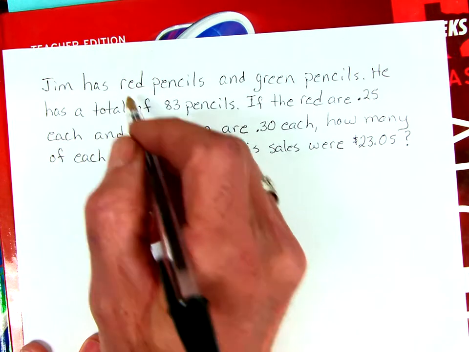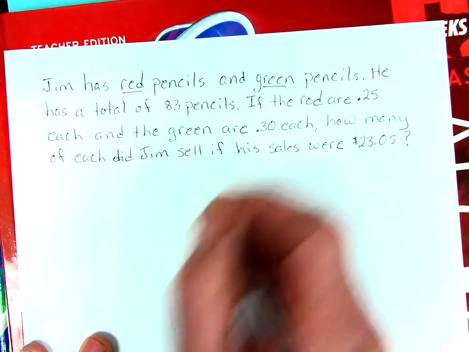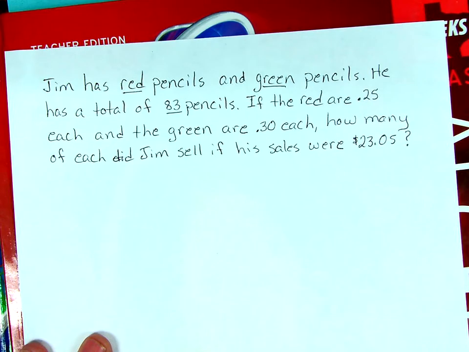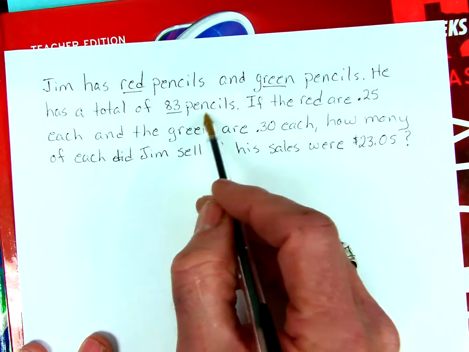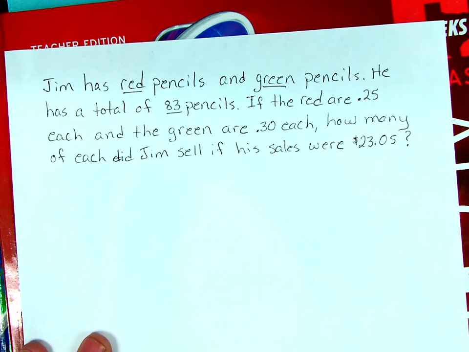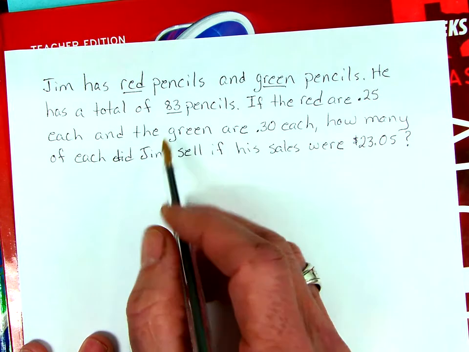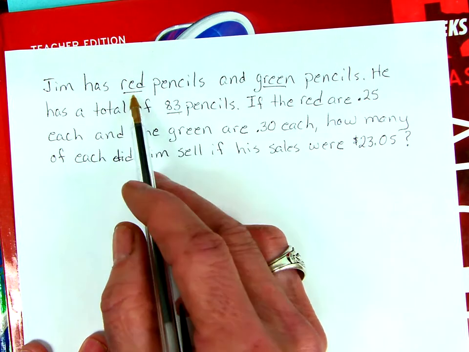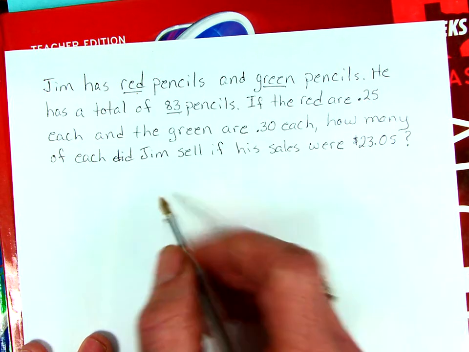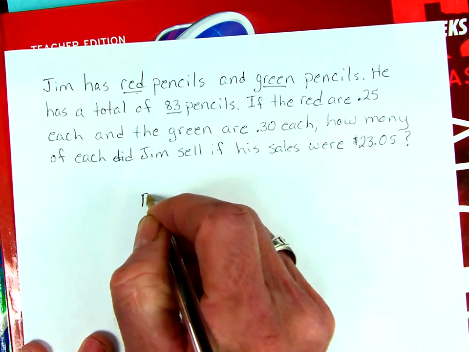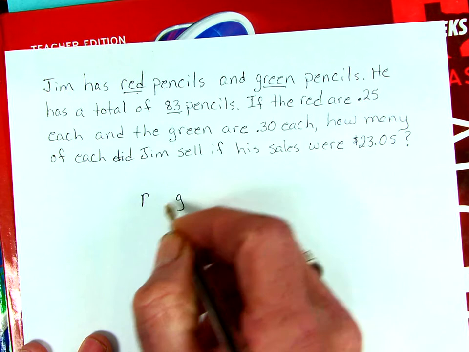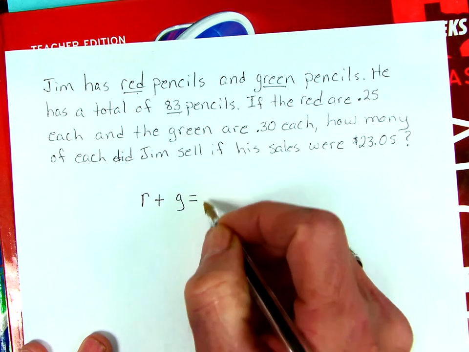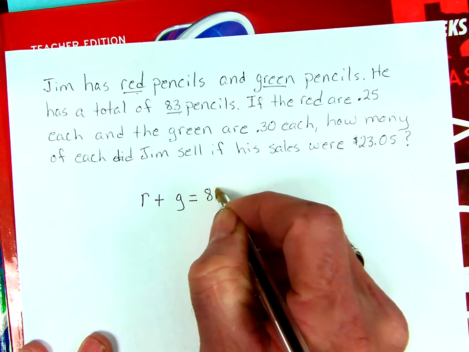What we have here is two objects, red and green pencils. We have one total. This is the number of pencils he has altogether, or that he's also going to sell. We get this number by adding the number of red and the number of green. So R is going to stand for red, G is going to stand for green. That represents the number of each type of pencil, and together they equal 83.